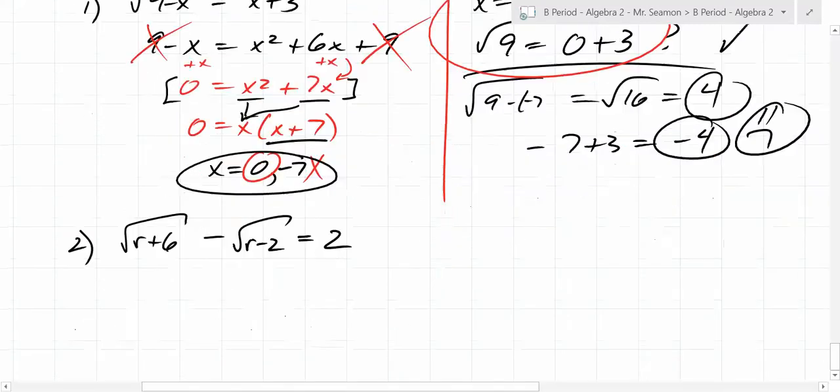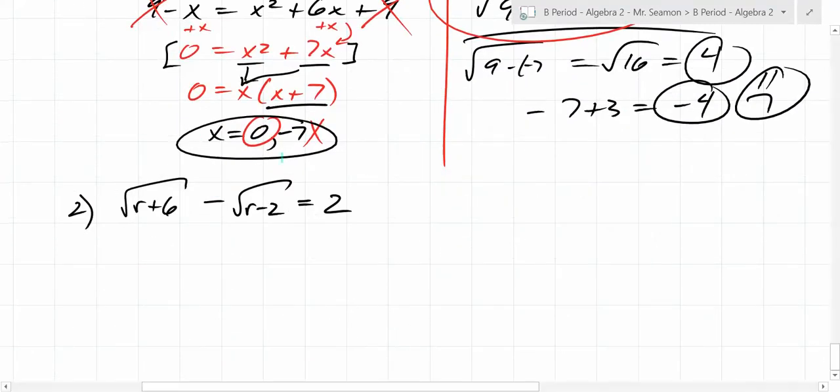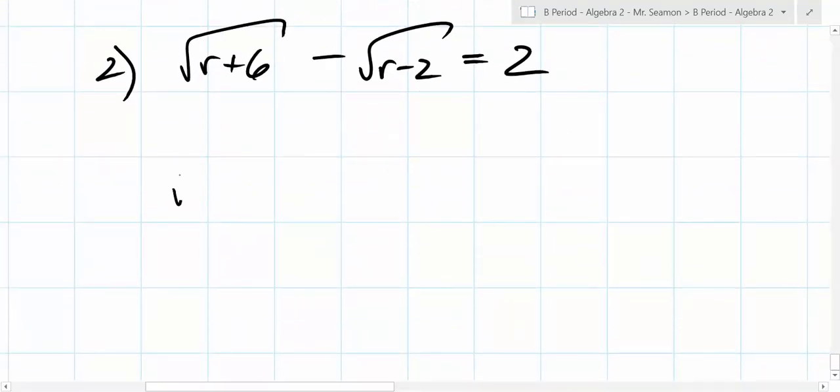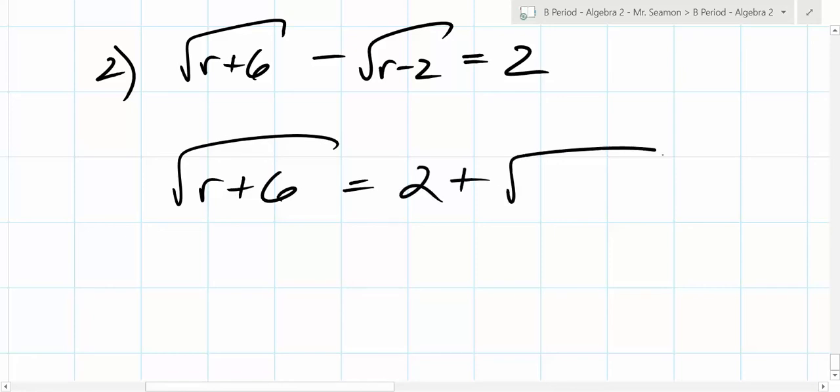So on the next one, though, what do we like to do first on this one? What was that nice first step, Rachel, that maybe you did? I isolated one. Yeah, you isolated one. So how about we isolate the r plus 6? Could you theoretically isolate the other one? Why did I choose that one instead of the other one? Because I like positive things. Yeah, positive. That's it.